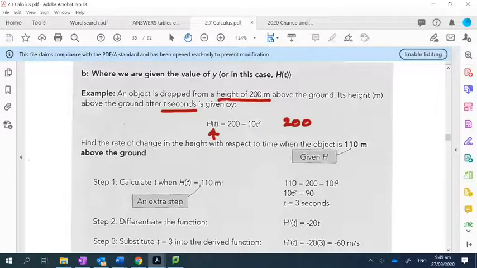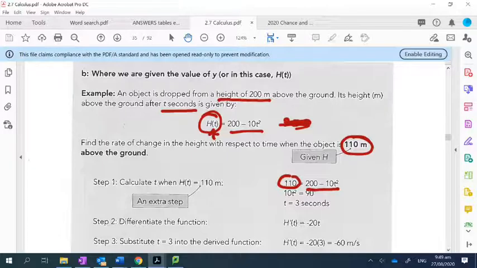Okay, I'm sorry, that's the original function. Find the rate of change of the height with respect to time when the object is 110 meters above the ground. I'm sorry, I forgot to do the change part. So 110 is our h of t, and notice the function didn't change because I don't know t. Then we simply solve to find our t.